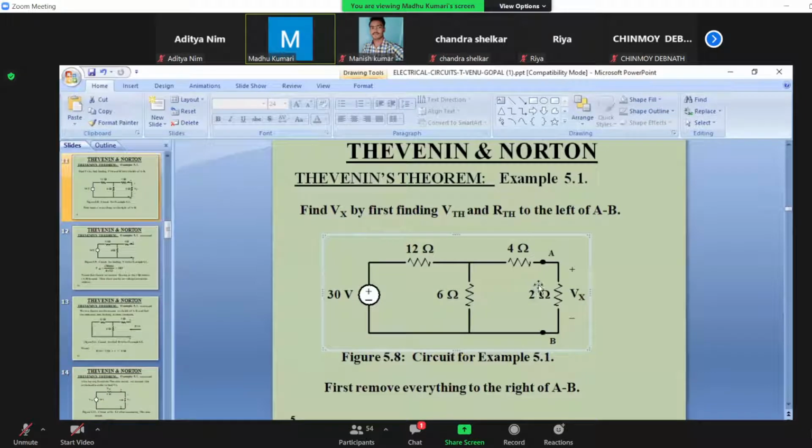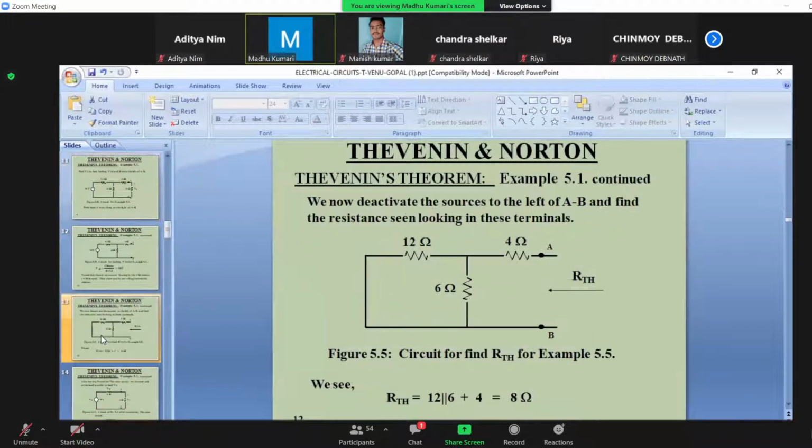Now calculate the open circuit voltage at A and B. This is 8 ohm. Others, see in this slide how it was found. 12 and 6, as I said earlier, are in parallel and this 4 ohm resistance is in series. So the parallel resistance of 12 and 6 is 4 ohm, plus 4 in series, so you get R Thevenin as 8 ohm.